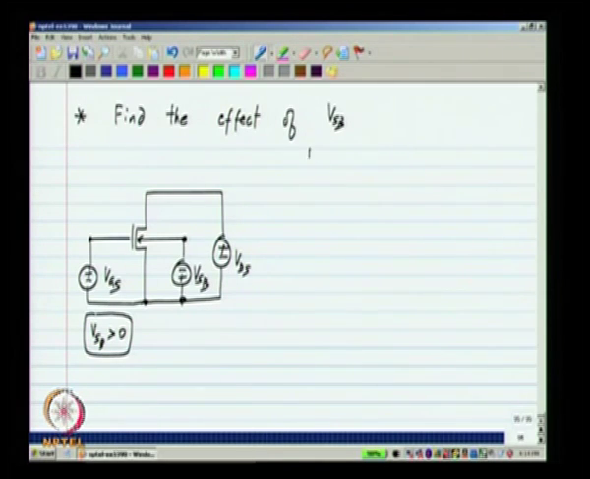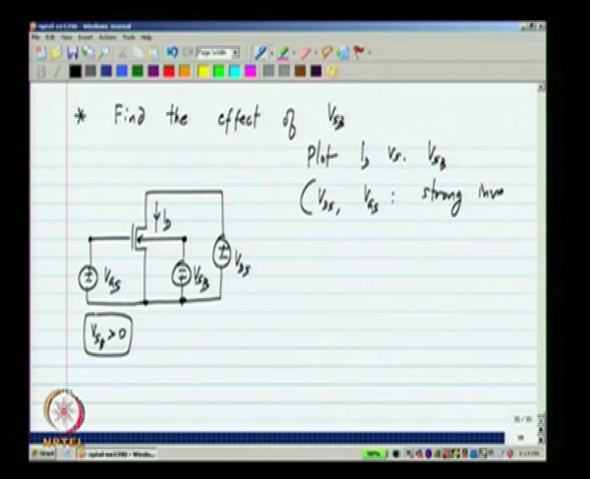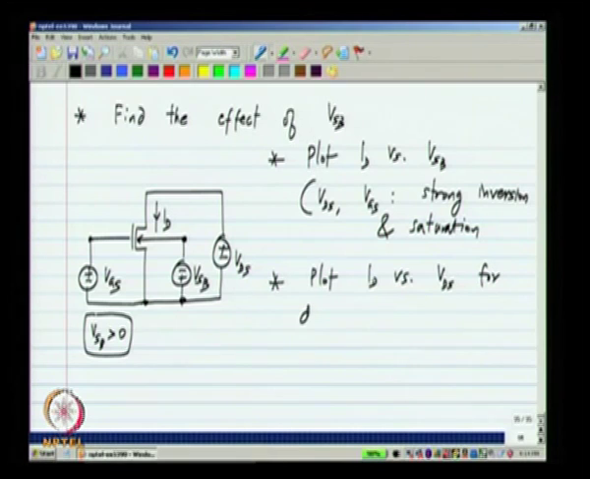And now you can plot ID versus VSB. Let us assume that you have maintained VDS and VGS, so that it is in strong inversion and saturation. Okay. So, this is one of the exercises, and secondly, you can also plot ID versus VDS for different values of VSB, okay, with VSB as a parameter.